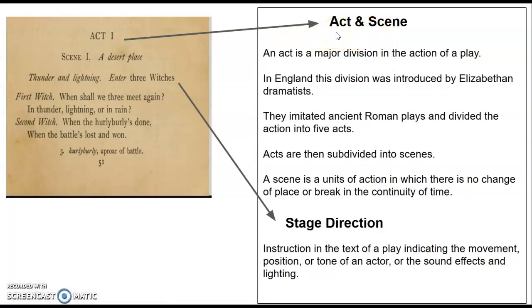When you open a drama, you come across these terms, act and scene. An act is a major division in the action of a play.